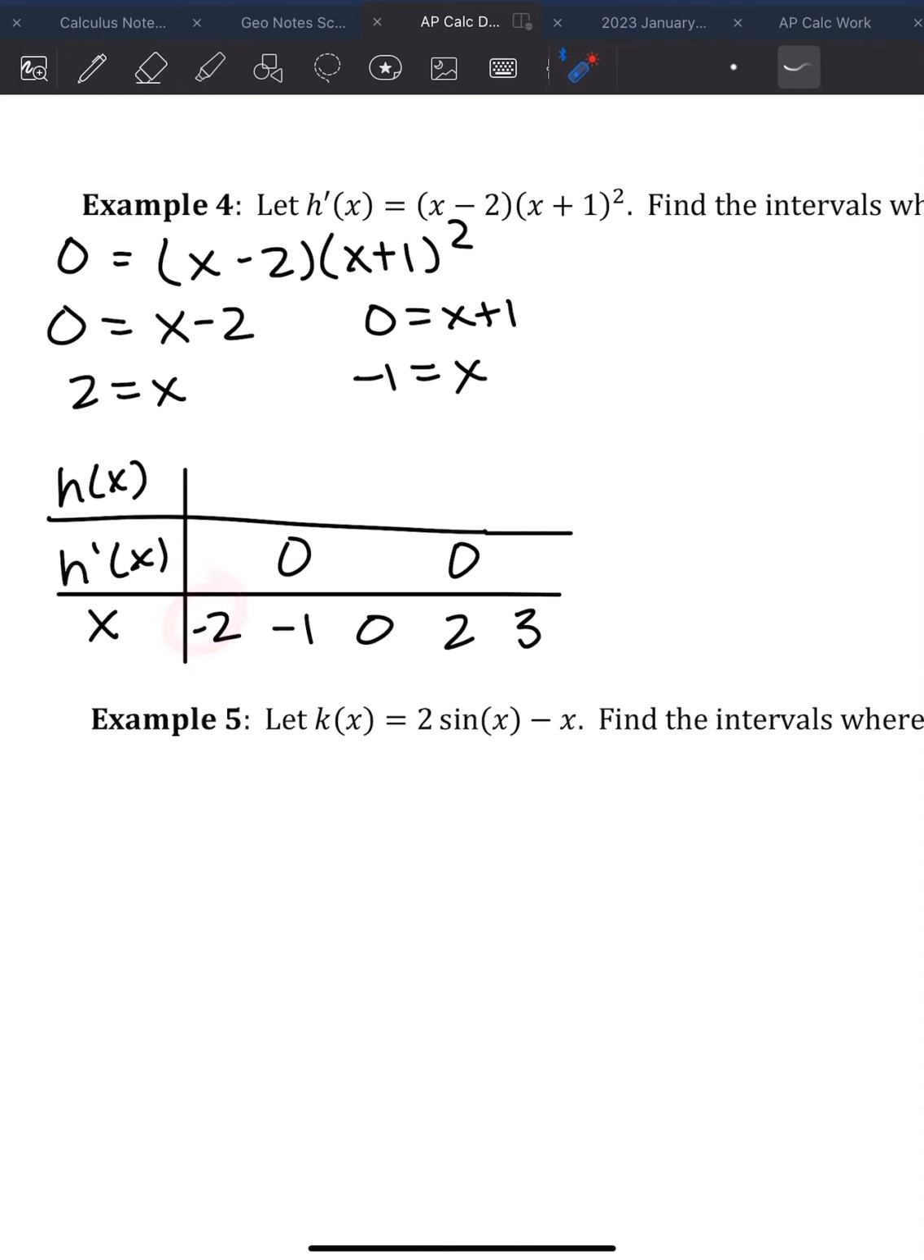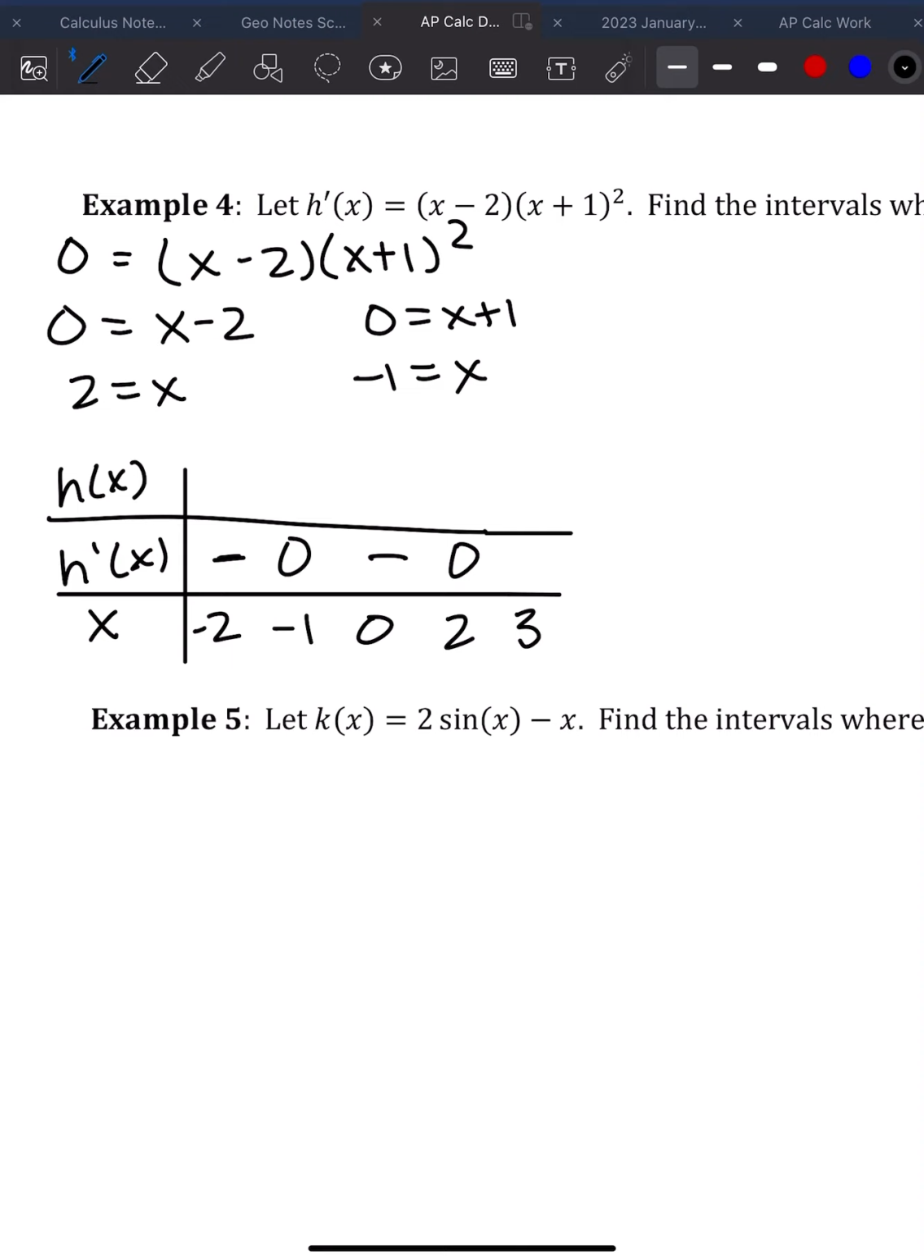So if I plug in negative 2 into my function, negative 2 minus 2 is going to be negative 4, so it's going to be a negative. Negative 2 plus 1 is going to be a negative, but it's going to be squared, so we have a negative times a positive. This tells me it is going to be negative. When we plug in 0, 0 minus 2 is negative, 0 plus 1 is positive, so we have a negative times a positive, which gives me a negative again.